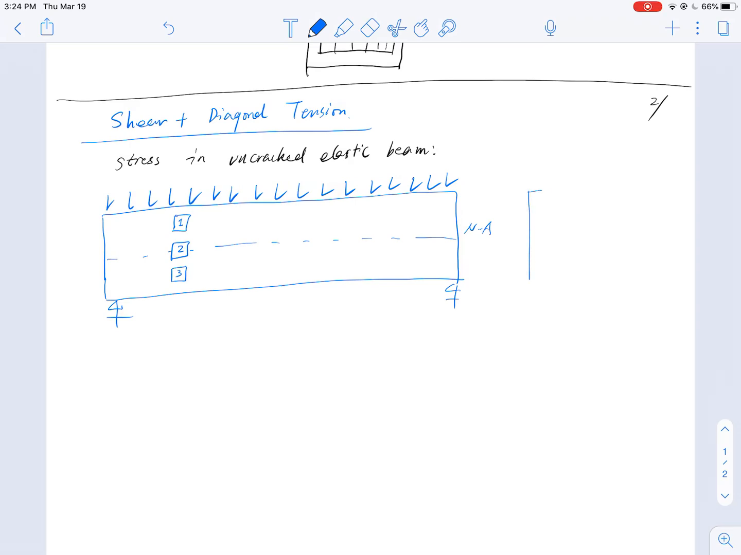I'll have a bending stress following the linear distribution. Right at the neutral axis, zero stress, and this is compression, this is tension, right? In the combined stress state in mechanics of materials, we talked about it, there is a shear stress distribution, which is maximum at the neutral axis and zero at the two ends. So this is bending, this is shear.